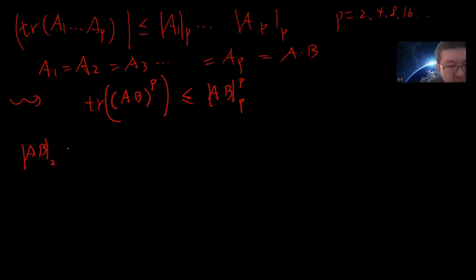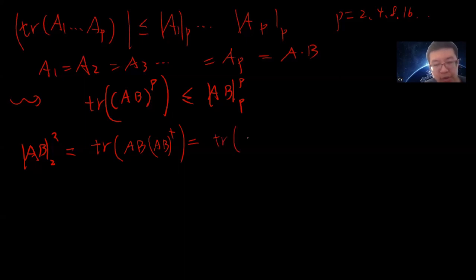So if the norm is the 2-norm, this is basically a square, so you don't care about the square. The trace of AB, and notice that by definition we need to do AB dagger. Notice that they are all Hermitian, so basically it's AB squared A, which is the trace of A squared B squared.